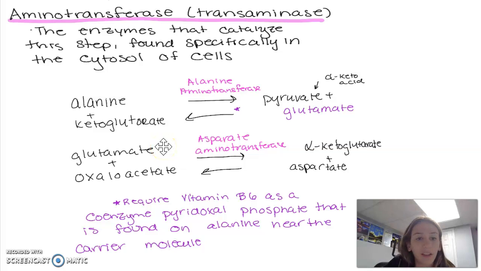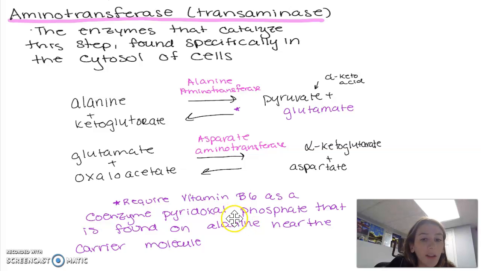There's two that I want to discuss, the alanine aminotransferase and the aspartate aminotransferase. Alanine and alpha ketoglutarate will be transferred with the alanine aminotransferase to pyruvate and glutamate. Pyruvate is the alpha keto acid, you could say. Also in this step, the alanine aminotransferase requires vitamin B6 as a coenzyme, which is pyridoxal phosphate, and that's found in the enzyme near the carrier molecule.